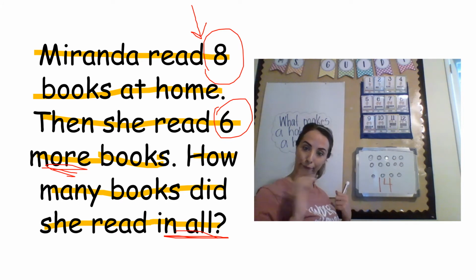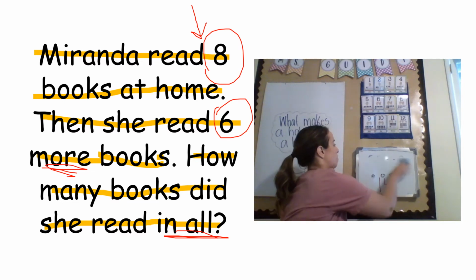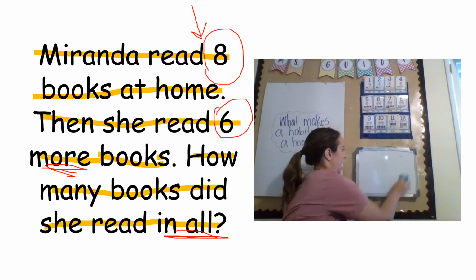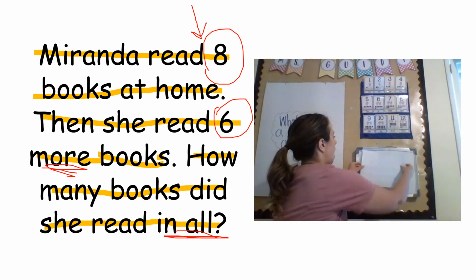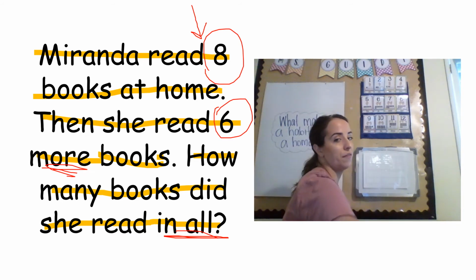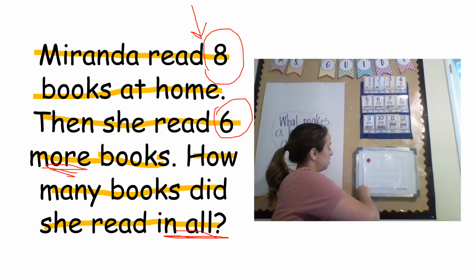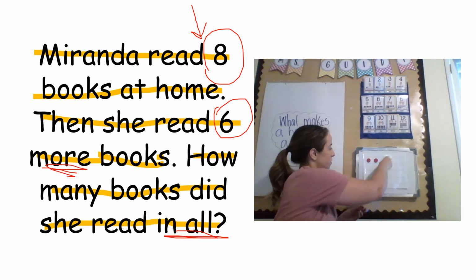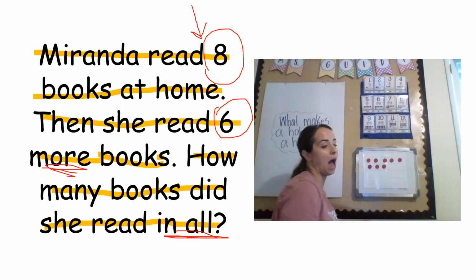Good job, Miranda. All right, I'm going to erase this. Remember, you can pause me at any point if I'm going too fast. And we are going to use our 20 frame. How many am I going to put on first? 8. 1, 2, 3, 4, 5, 6, 7, 8. All right, how many more am I going to put on?